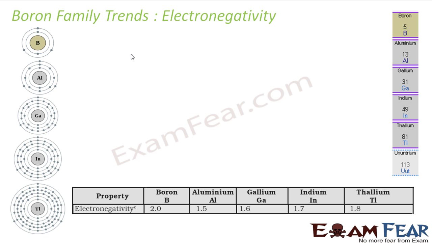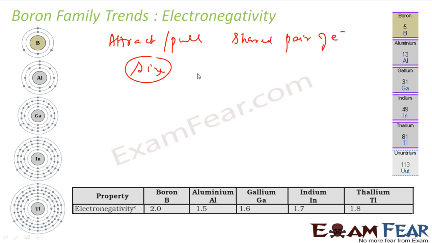So electronegativity is what? The tendency to attract or pull the shared pair of electrons. This depends on size and desire, right? The capability and desire. As far as desire is concerned, the desire is all the same because the outermost electron configuration is the same in a particular group. So we'll not talk about the desire part here because each of the elements in this boron family has similar desire, but as far as the capability, the size or effective nuclear charge is concerned, it varies.